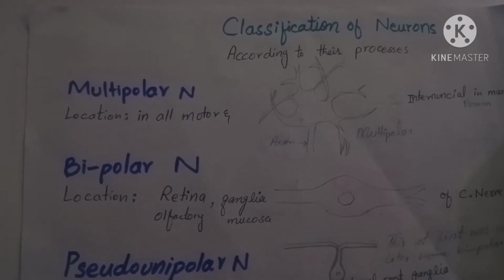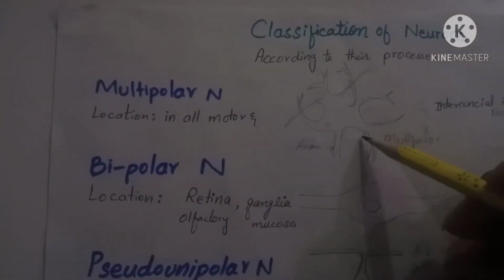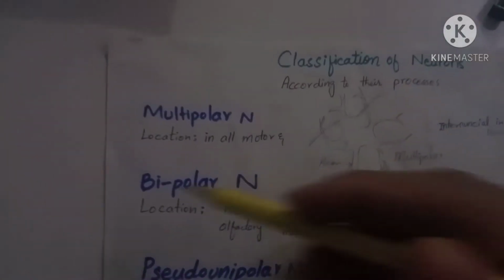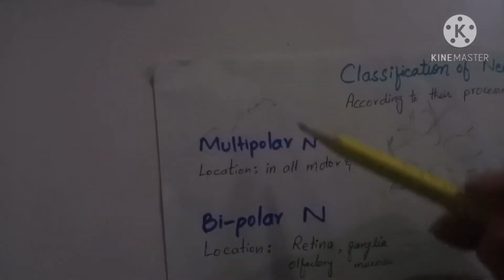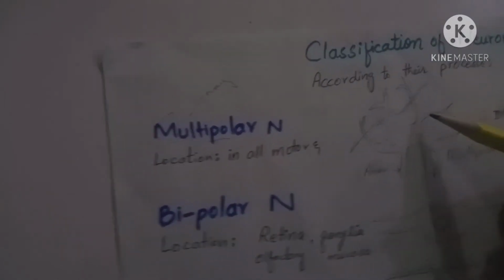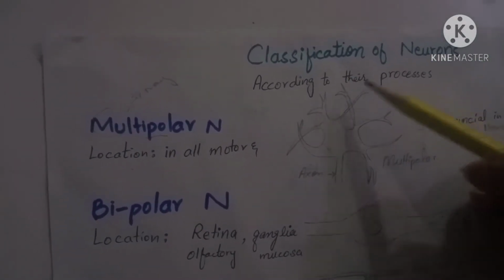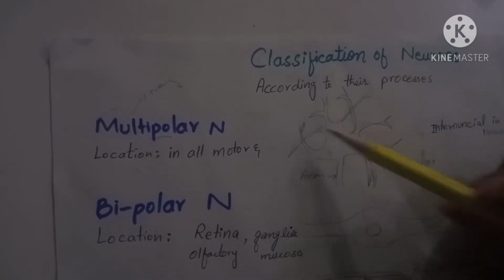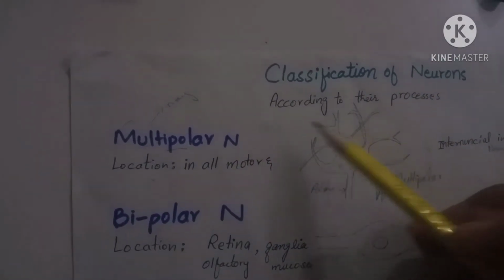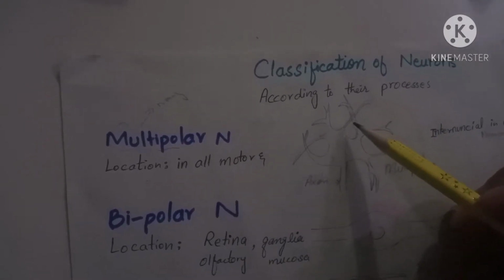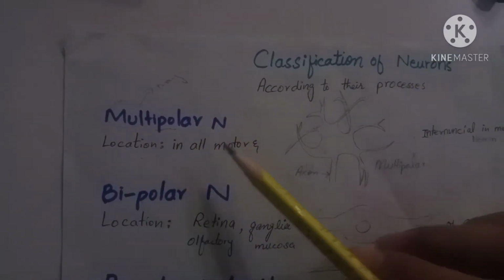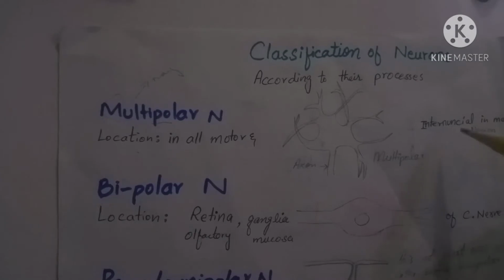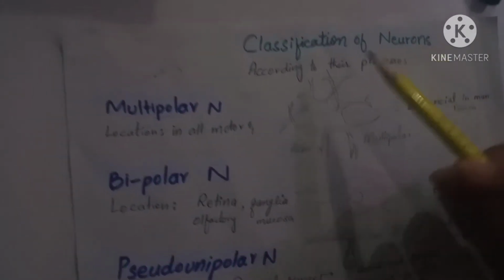The multipolar neurons, you can see like different poles. Multi means many, and pole means poles, multipoles. You can see this is a pole, this one, two, three. These all are poles. So multipolar neurons are neurons which have multiple poles, meaning many poles. Their location is in all motor and internal neurons in man.